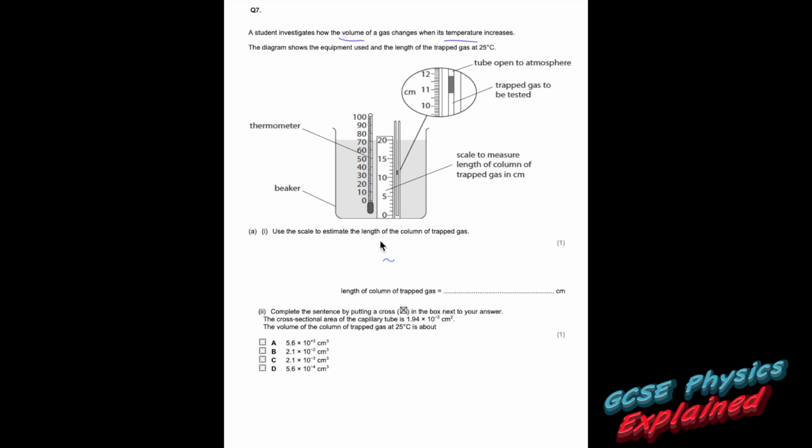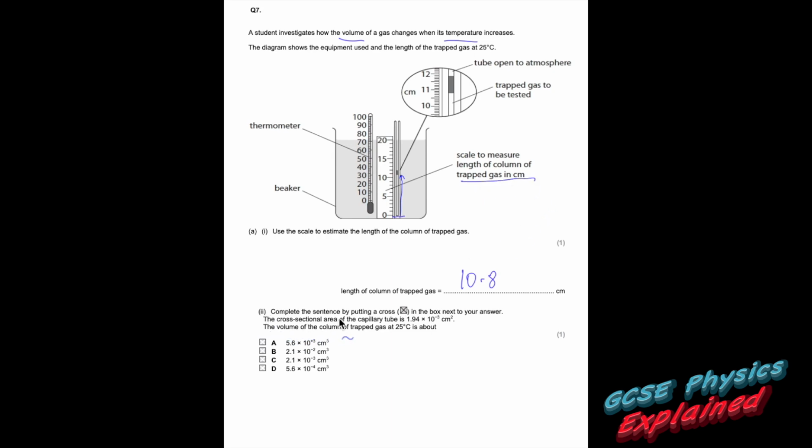Use the scale to estimate the length of the column of trapped gas. So from there, right the way up to there, it looks to me to be just before, that's 10, 11, 12, 13, 14, 15. It looks like it's just below 11. So I'll say a 10.8. Mind if you were to just say 11, that would probably be fine as well. And that's in centimetres, which was what they wanted.